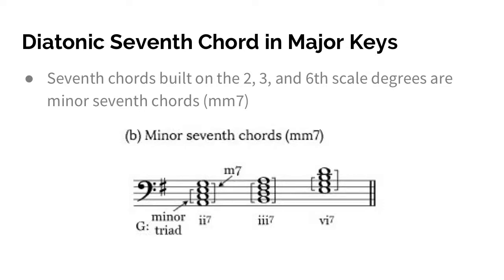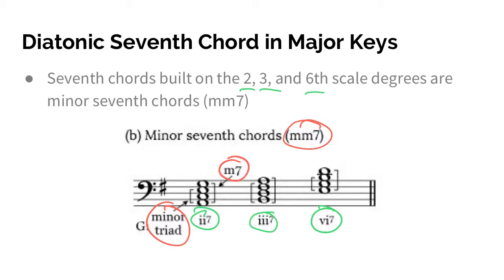All right, now we're going to be talking about the minor seventh, which means we have a minor triad and the minor seventh. These are built on scale degrees 2, 3, and 6. So the 2 chord is a minor 7, the 3 is a minor 7, and the 6 is a minor 7.